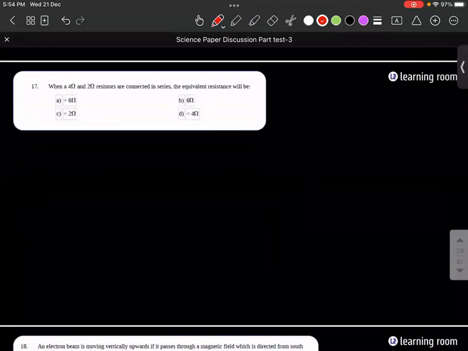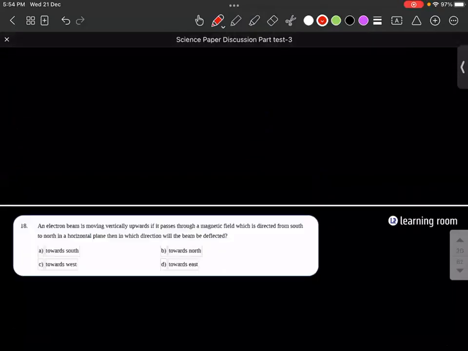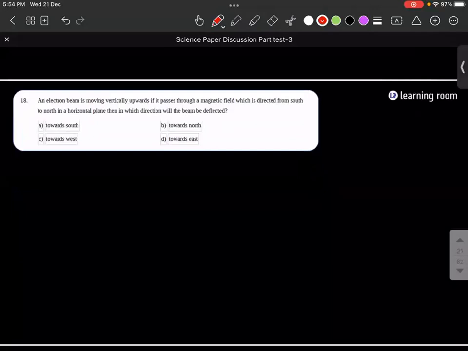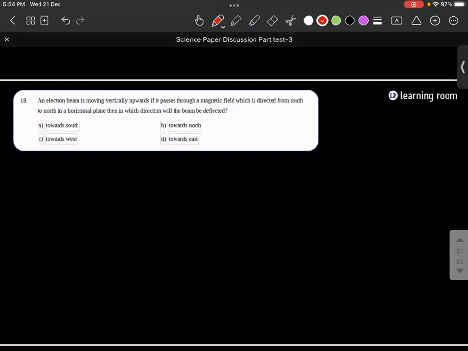When a 4 ohm and 2 ohm resistor are connected in series, the equivalent resistance is 6 ohm. An electron beam is moving vertically upwards. It passes through a magnetic field which is directed south to north. This one we did in the previous class. Answer will be towards east.